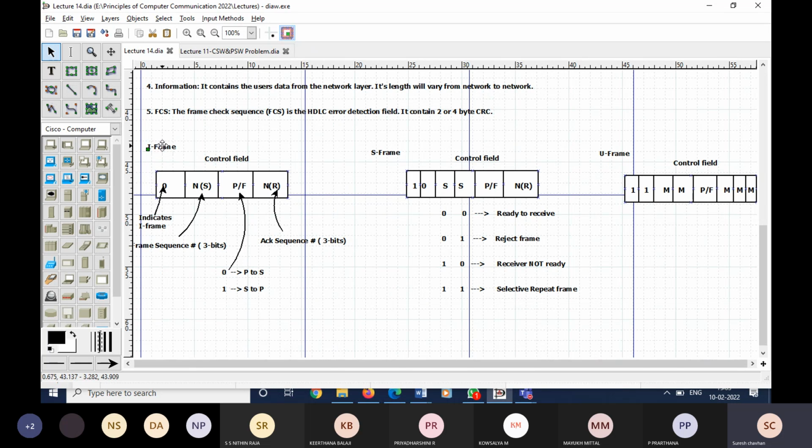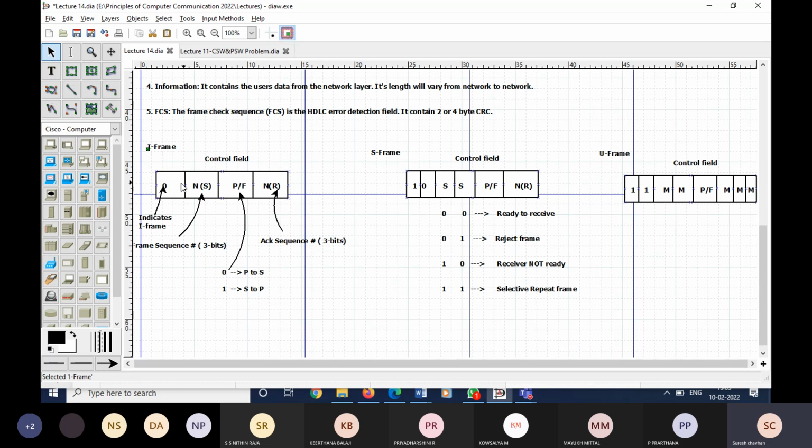In the control field, this is the I frame. In the I frame, the control field will have four different fields, correct? The starting bit, that is 0, indicates that it's an I frame. Whenever the starting bit is 0, that indicates the I frame. In the S frame, the starting bits are 1, 0, which indicates the S frame. And in the U frame, the starting 2 bits are 1, 1, which indicates the U frame. So these are the indicators of which type of frame it is: I frame, S frame, or U frame.